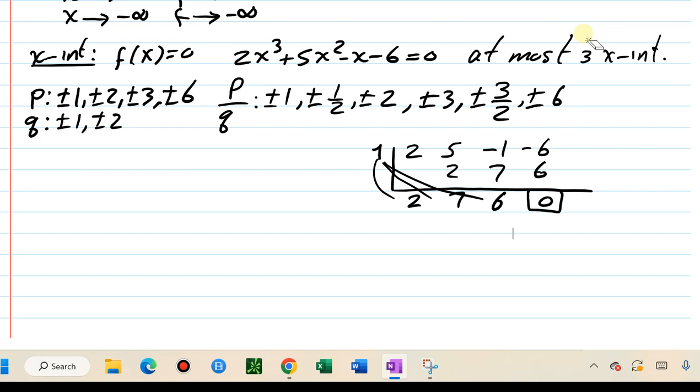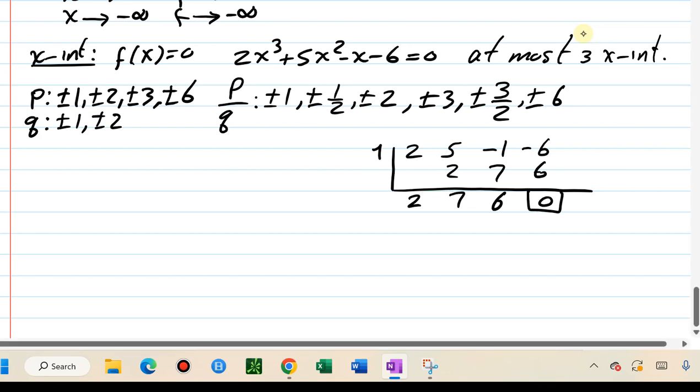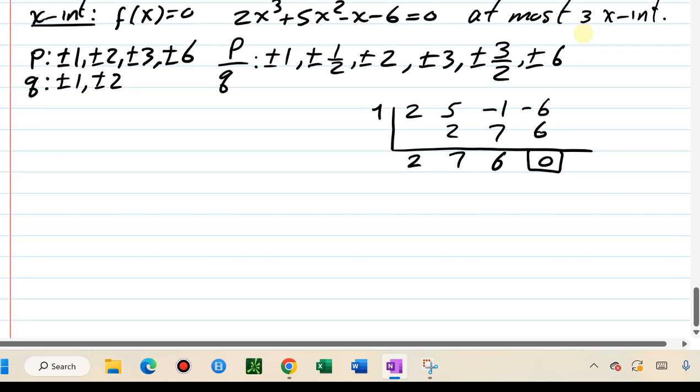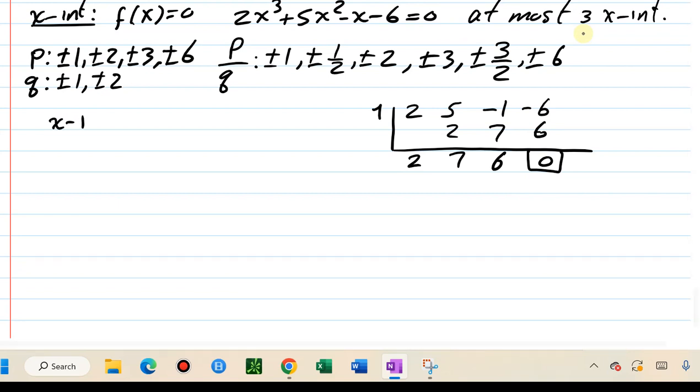And there you go. Because the remainder is 0 in synthetic division, we know that x minus 1 is a factor. X minus 1 is a factor of the polynomial. That means x equals 1 becomes a solution. X minus 1 is a factor, so this would be our first x-intercept.